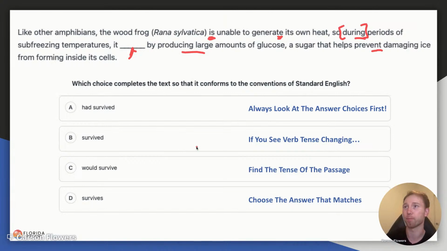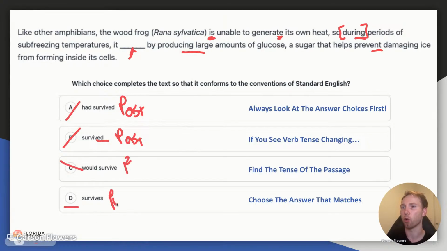So let's walk through it. A, had survived. This is past, not digging it. Survived, past again, no bueno. Actually, I gotta write it out because P can stand for present. Would survive is future, and D, survives, is the only present tense. So therefore, D must be the correct answer, and it matches all the other verbs in the passage.